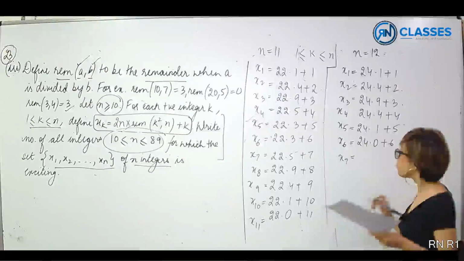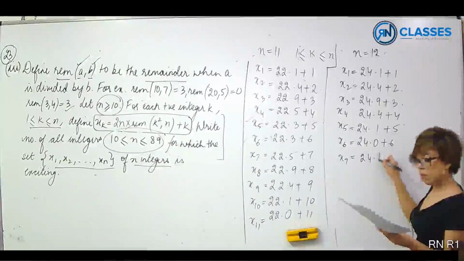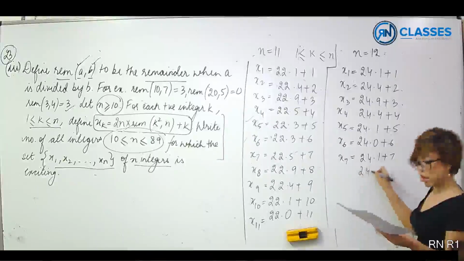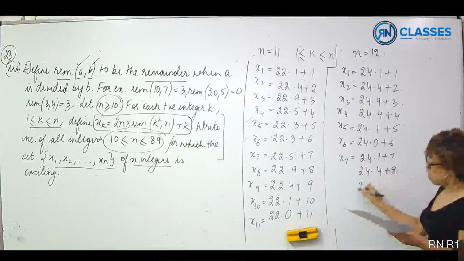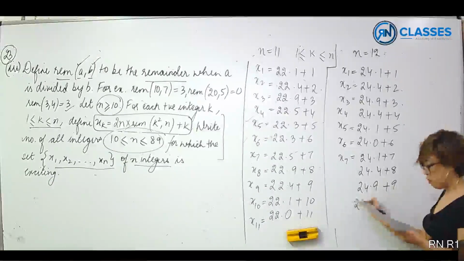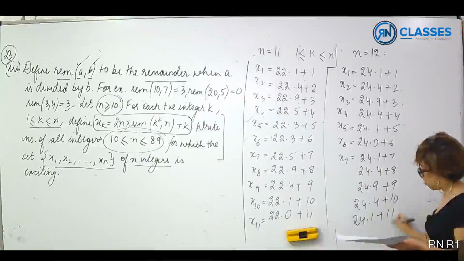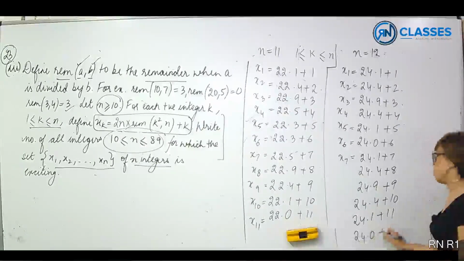Right? x7. Now it will be 24 into 1 plus 7. Then 24 into 4 plus 8. Then 24 into 9 plus 9. 24 into 4 plus 10. Then 24 into 1 plus 11. Then last 24 into 0 plus 12.